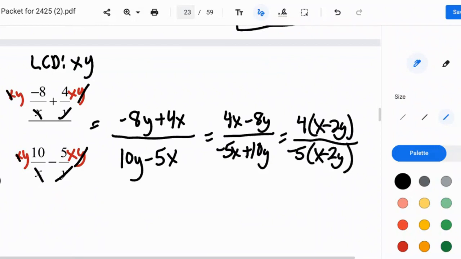And it looks like we see the same binomial, which is nice. Those can cancel. So -4/5 is my final answer for that one. It's very nice when they simplify down to a simple fraction.